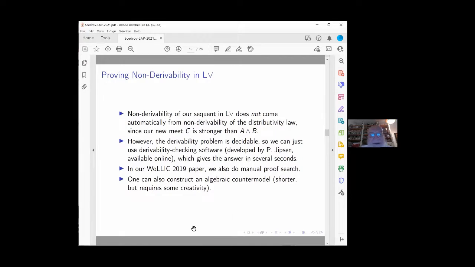However, the derivability problem for this fragment is decidable, so we can just use derivability checking software, such as, for instance, that one developed by Gibson, which is available online, and I encourage you to play with it, which actually gives the answer in several seconds. In our conference paper in Dubrovnik 2019, and subsequently in the journal version in Information and Computation, which is available online, we also do manual proof search. And by the way, you can also construct a clever small algebraic counter model for that, which does require some creativity.